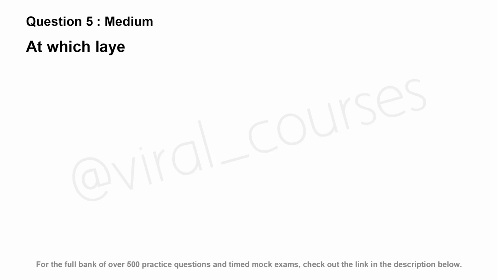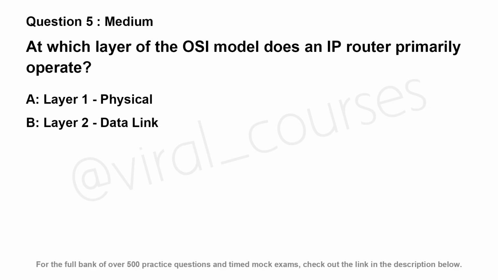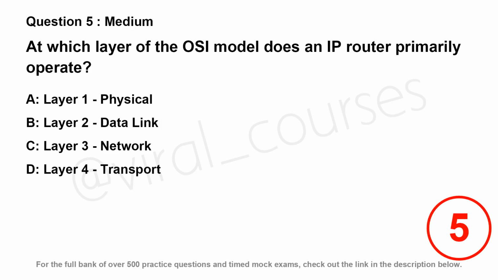At which layer of the OSI model does an IP router primarily operate? Option A, Layer 1, physical. Option B, Layer 2, data link. Option C, Layer 3, network. Option D, Layer 4, transport.